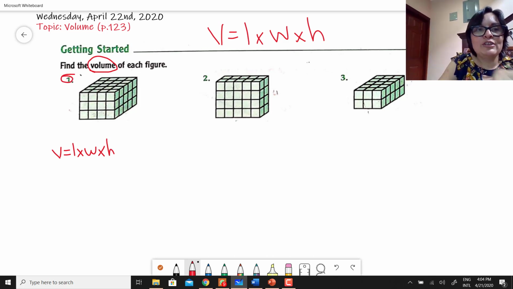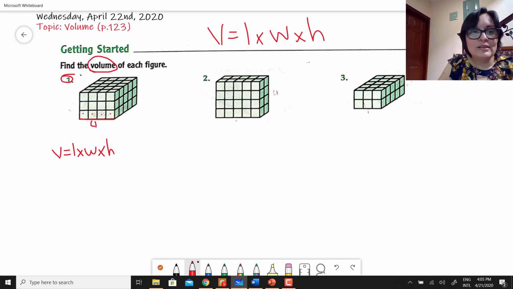But do you have a measurement in number 1? We don't have how many centimeters or meters or yards or inches, right? But we have squares. So let's count the squares. From here to here, that is length. How many squares do we have? 1, 2, 3, 4. So from here to here we have 4 squares.